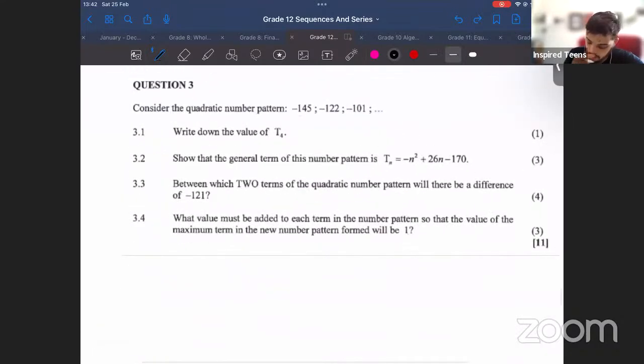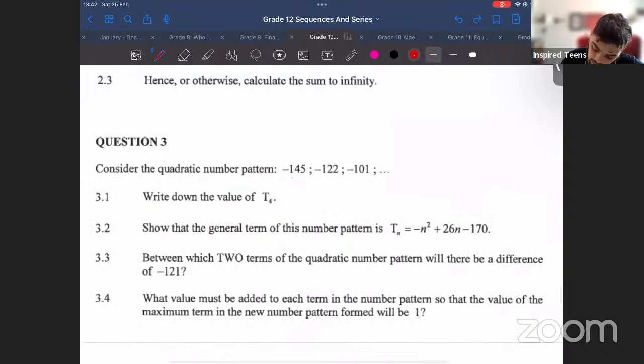Second last question. Consider the quadratic number pattern -145, -122, -101. They're telling us it's quadratic. How nice. So we calculate the first differences between each term. To go from -145 to -122, we add 23. To go from -122 to -101, we add 21. Thereafter, to go from 23 to 21, we subtract 2.